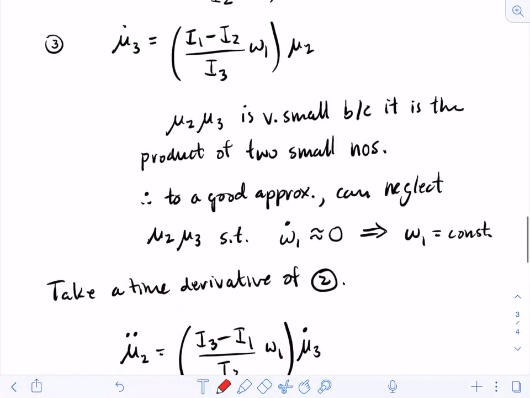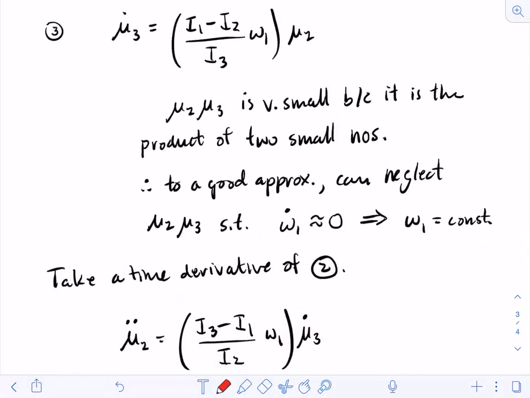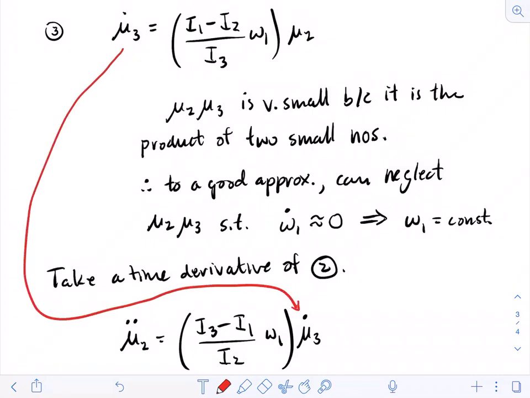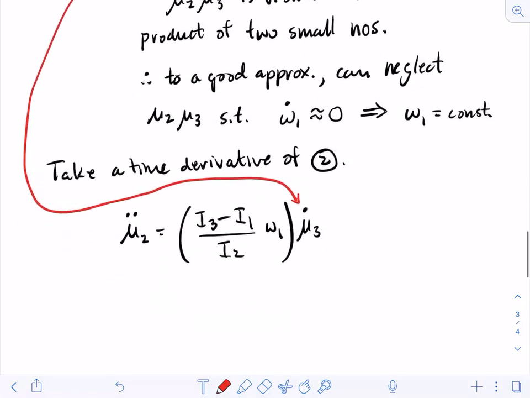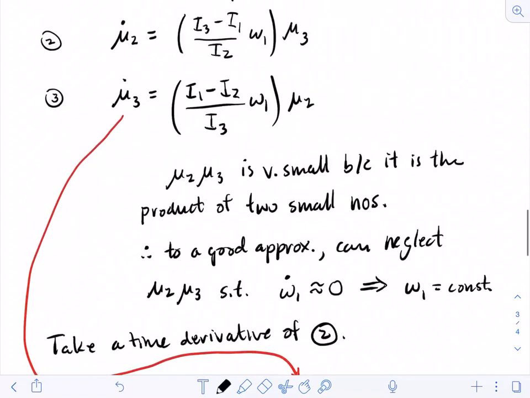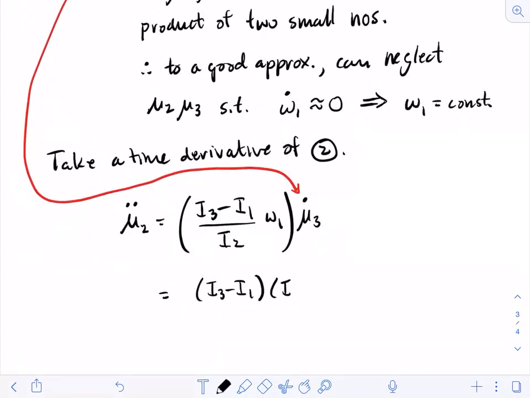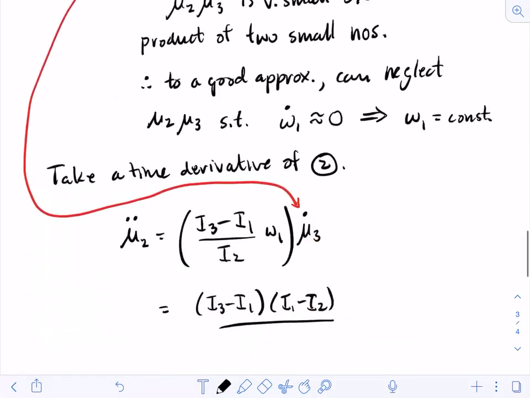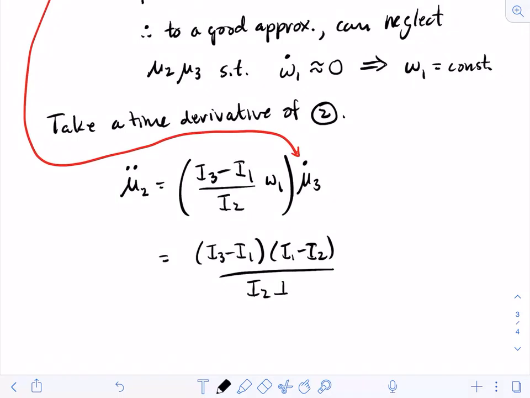And maybe you can see what we're going to do: take equation 3 and substitute it in for mu3 dot. When we do that, what we get is (I3 minus I1), and then mu3 dot has an (I1 minus I2), and then we have I3, and so we have I2 times I3 in the denominator. They both have a factor of omega 1, so we'll get an omega 1 squared.